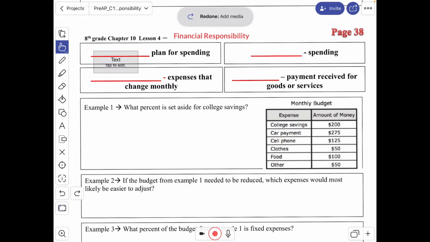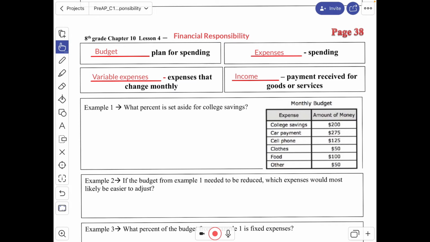Plan for spending is called a budget. Another word for spending is expenses. And expenses that change monthly, variable expenses, and payment received for goods or services, income.